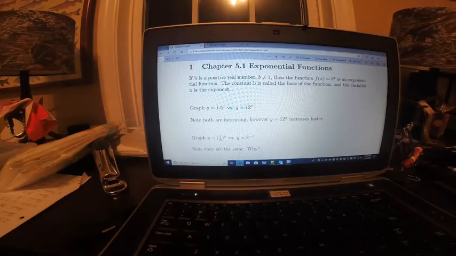What's up, guys? Chapter 5.1 is exponential functions, which we deal with most of the time in Chapter 5. So this whole chapter is pretty much going to be exponential and logarithmic functions. They're not as bad as they sound. I really like exponential and logarithmic functions.